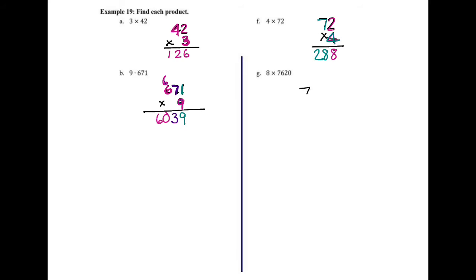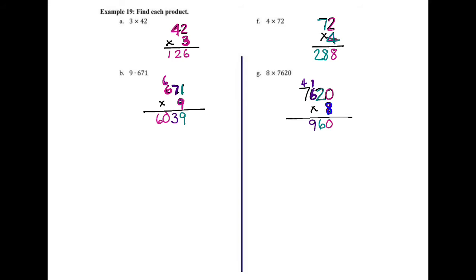Last one. 7,620 times 8. Okay, so 8 times 0 is 0. 8 times 2 is 16. So you put the 6 down and you carry the 1. Now we're going to do 8 times 6 is 48. Add the 1 is 49. Put the 9 down. Carry the 4.